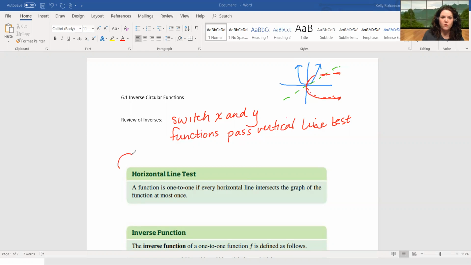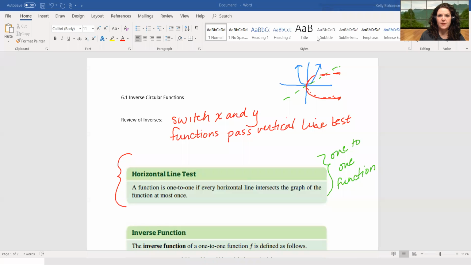So that's what the horizontal line test is all about. The vertical line test is for functions, and the horizontal line test checks for one-to-one functions. And that means that the original is a function and its inverse is also a function. So we've got the definition here for inverse function.